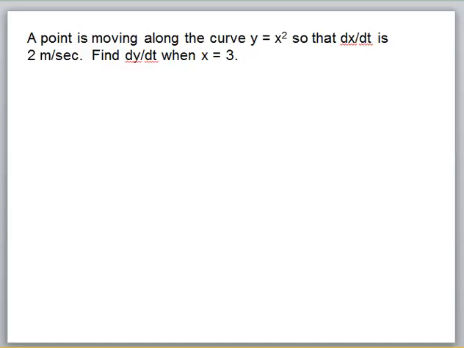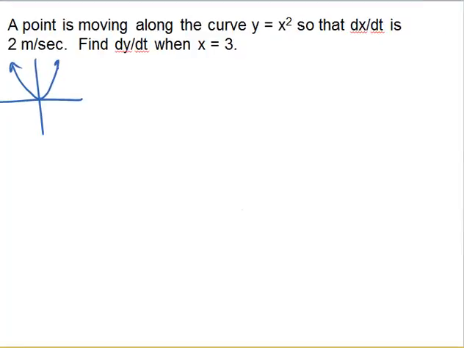In this next problem, we know that a point is moving along a curve, y equals x squared. We can draw a picture of that. It's really not necessary, but I will. So dx over dt is 2 meters per second. We're supposed to find dy over dt when x is 3.